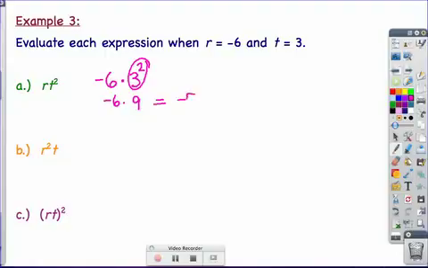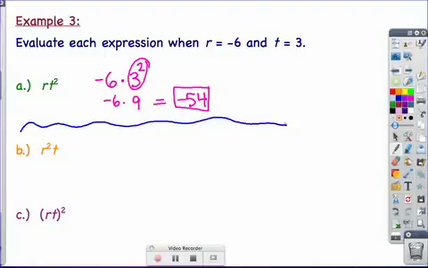Part B, the r is being squared. Since r is being squared and r is negative 6, negative and 6 are both being squared, so I need to put it in parentheses. And that is being multiplied by t, which is 3. Following order of operations, I start with exponents. Negative 6 times negative 6 is positive 36 times 3, which gives an answer of 108.